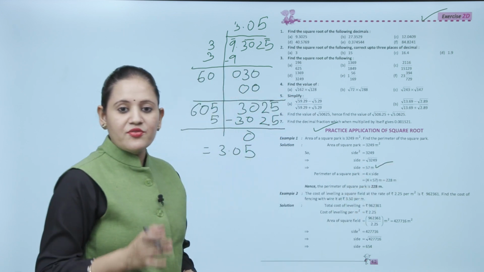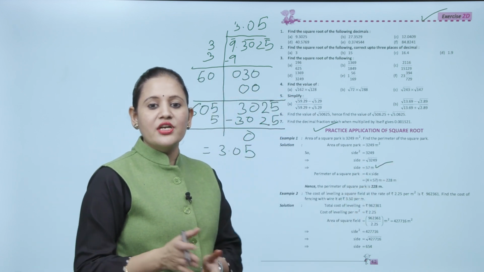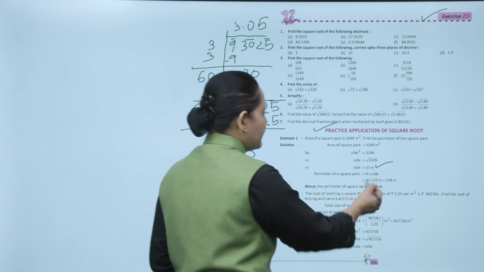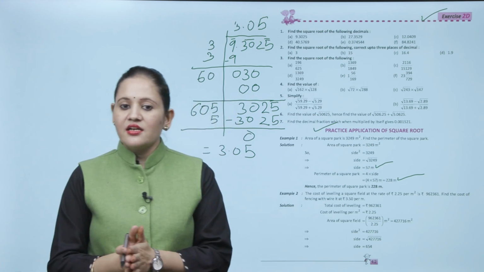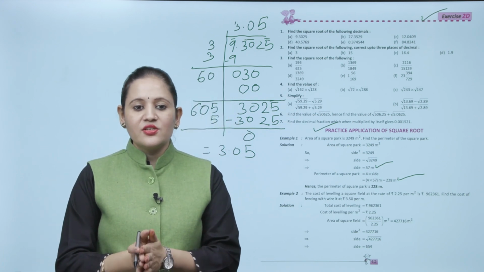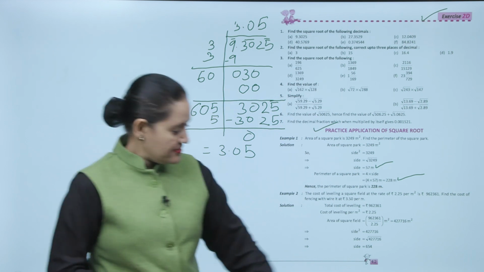Now we have to find the perimeter. Perimeter equals 4 into side. So 4 multiplied by 57 is 228 meter. Clear? That is the perimeter. So this way we can find it out.